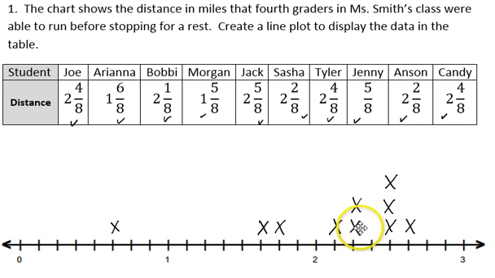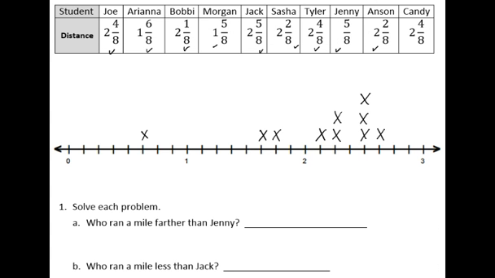Now let's move on to the word problems. The first question asks, who ran a mile farther than Jenny? So if I find Jenny's distance in the chart, Jenny ran 5/8 of a mile. Well, 1 mile farther than that would be 1 5/8. And I can look and see that that would be Morgan. Morgan ran 1 5/8 miles, and that's 1 mile farther than Jenny.